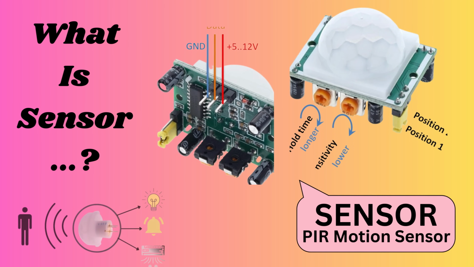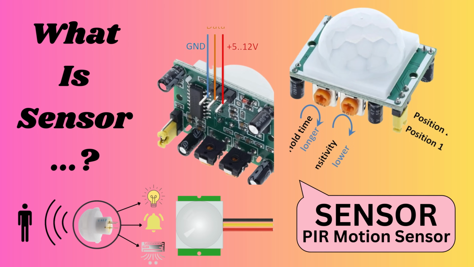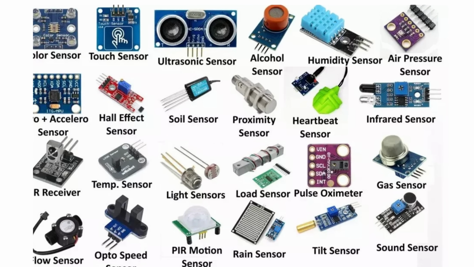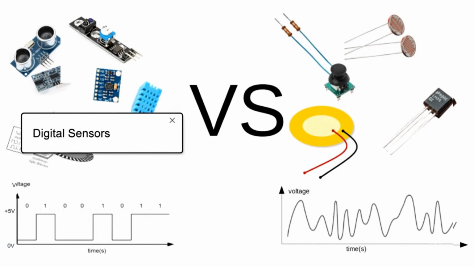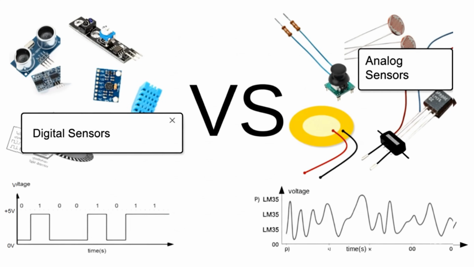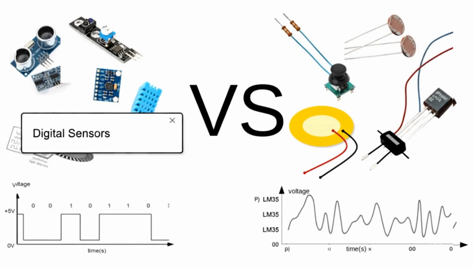A sensor is a tiny device that detects something: temperature, light, motion, distance, humidity, pressure, gas, and more. There are two common types of sensors. Number one is analog sensors, and number two is digital sensors.